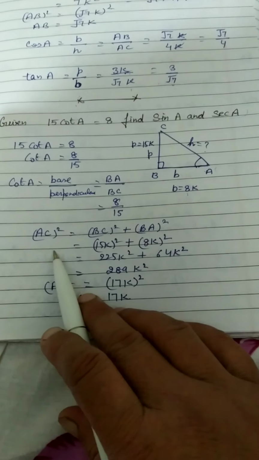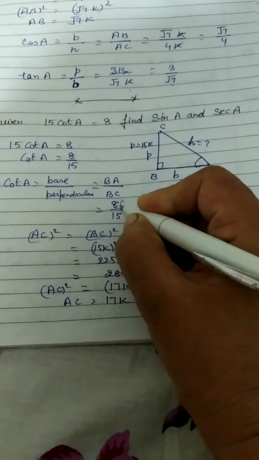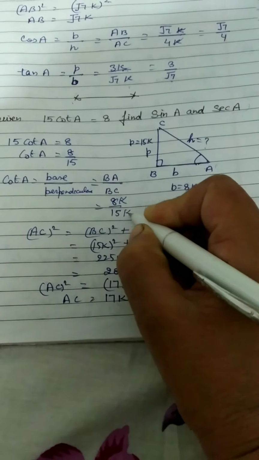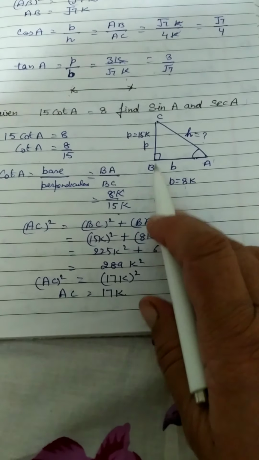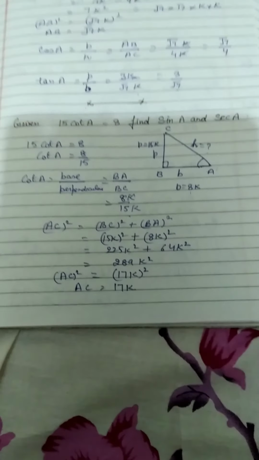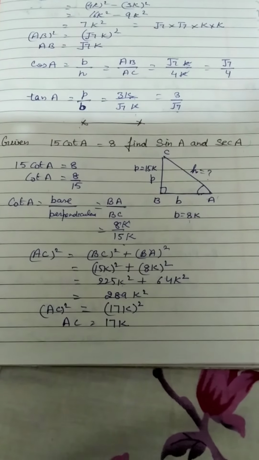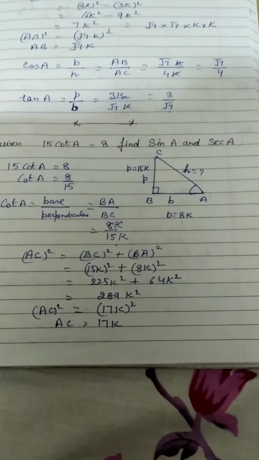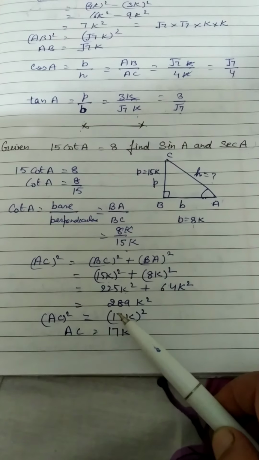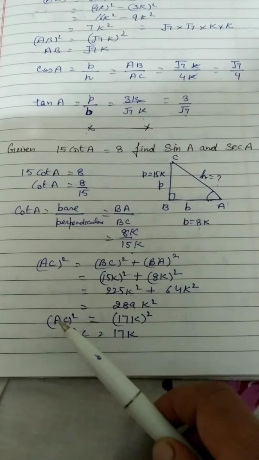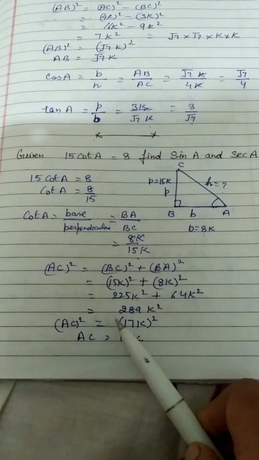Then AC square is equal to 15k square plus 8k square. 15k square means 225k square. 8k square means 64k square, since 8 eights are 64. Now adding these two terms we get 289k square. Then AC square, because 289 is the square of 17.